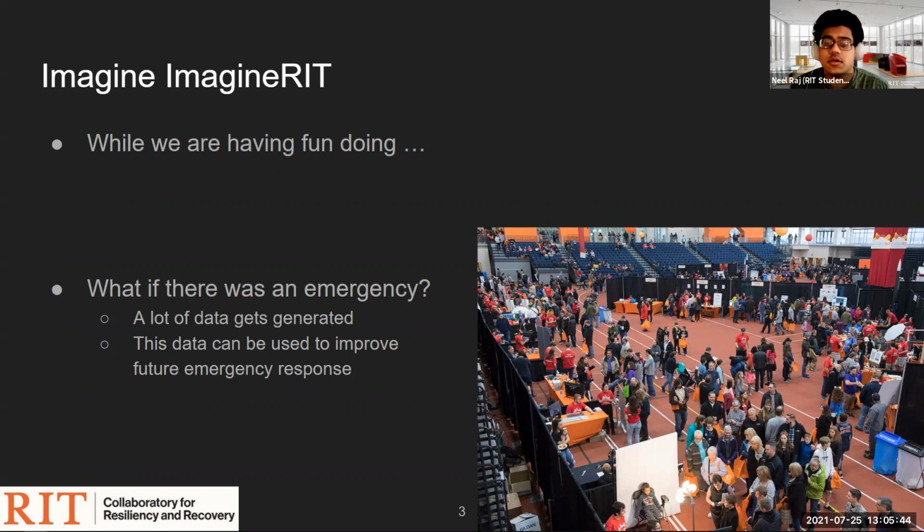Well, emergencies generate a lot of data. And since emergency management is foremost about knowing what is going on, situational awareness, data mining of historical data can be useful to emergency managers trying to both plan and respond.